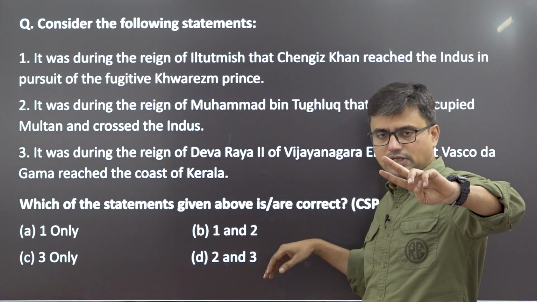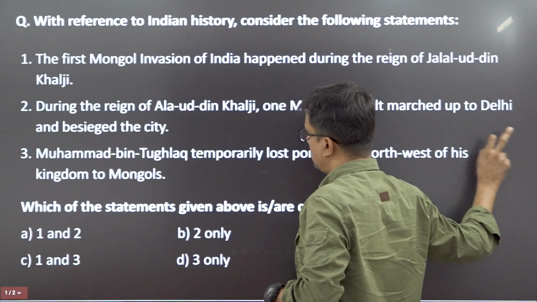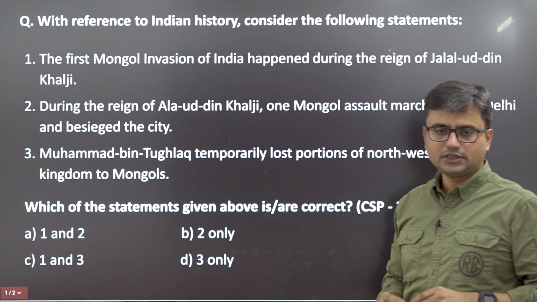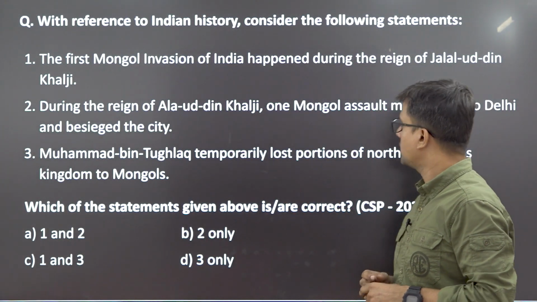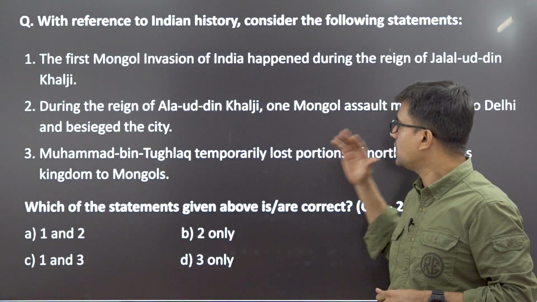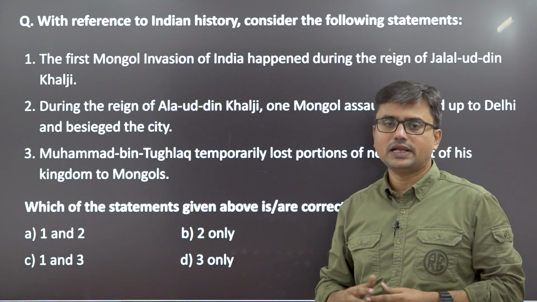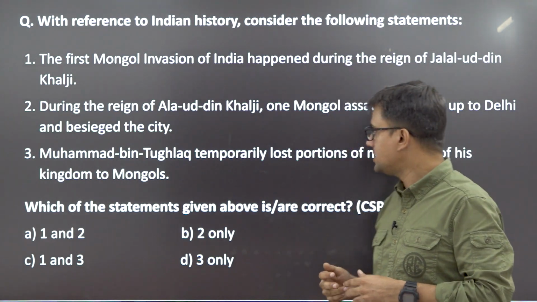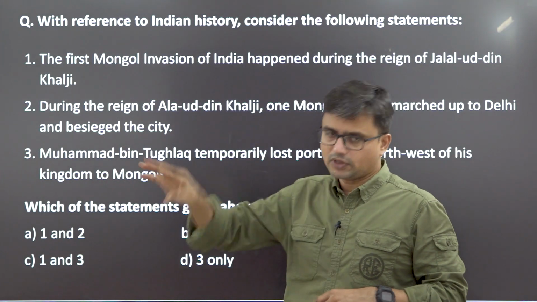Again, Mongol attack was asked in 2022. The first Mongol invasion happened during the reign of Jalaluddin Khilji. During the reign of Alauddin Khilji, one Mongol assault marched to Delhi and besieged the city. The third statement is that Muhammad bin Tughlaq temporarily lost portions of northwest kingdoms to the Mongols.